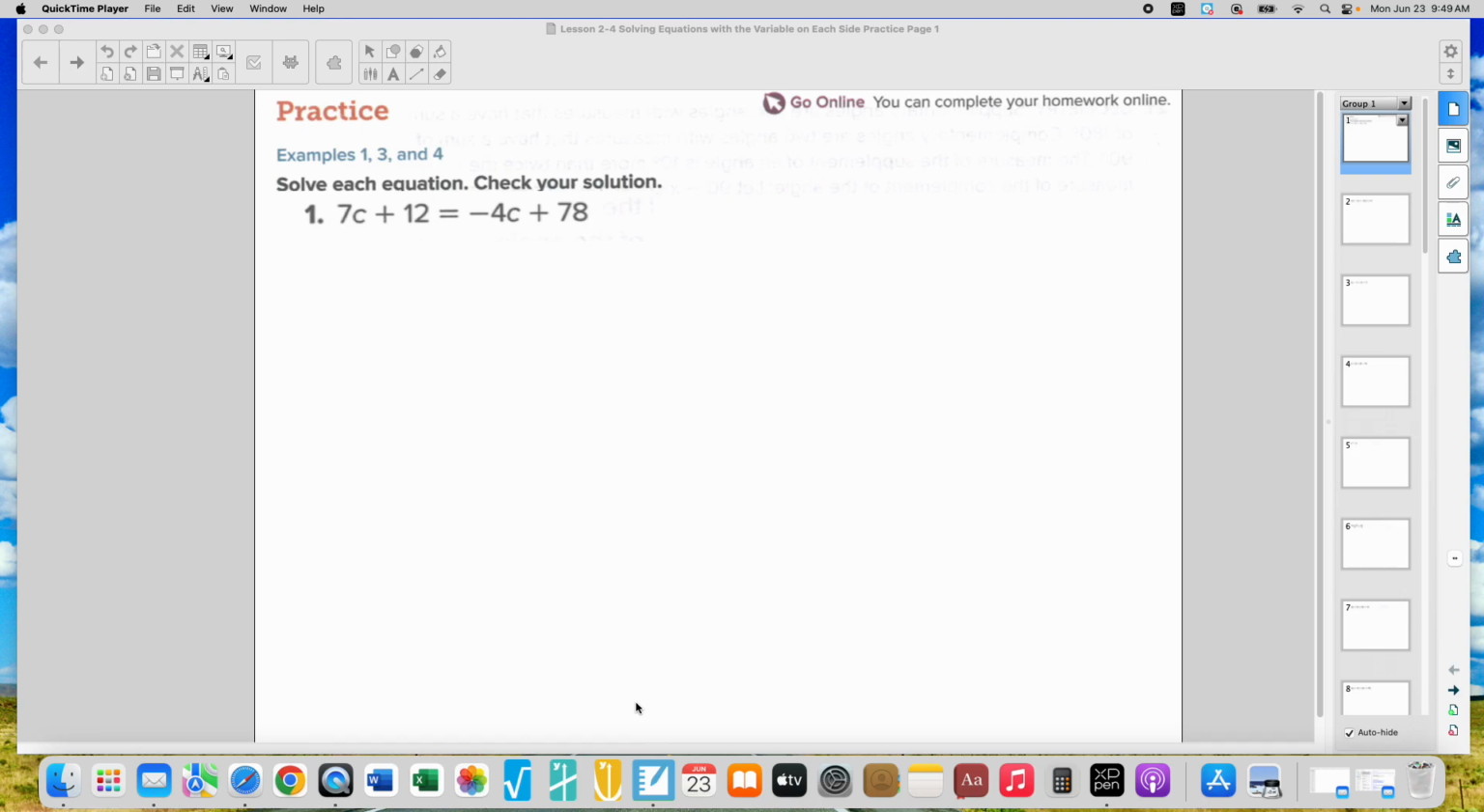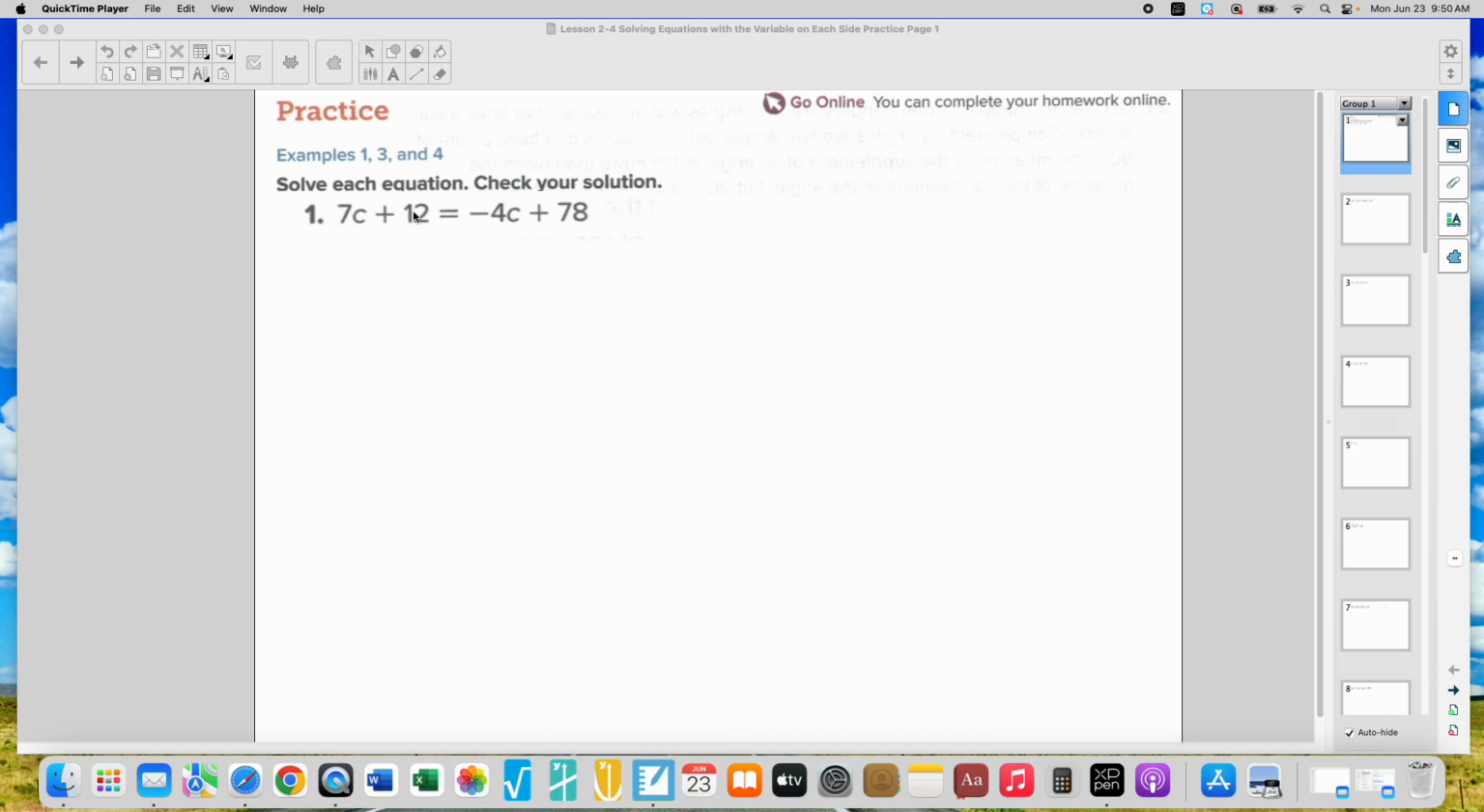Lesson 2-4, solving equations with variables on each side. And we need to understand that there are going to be different situations that can happen when you have variables on both sides that don't necessarily happen when you have a single variable, or if we have one-step or two-step problems. This is multi-step.